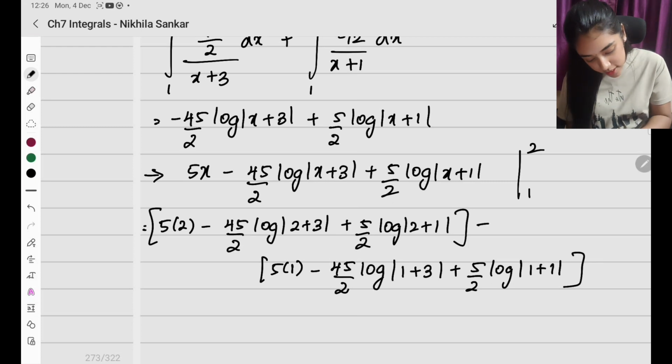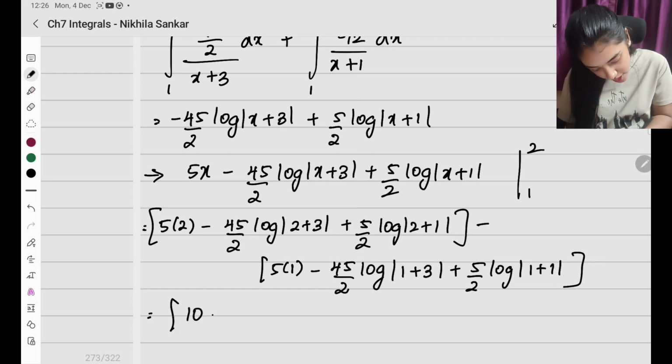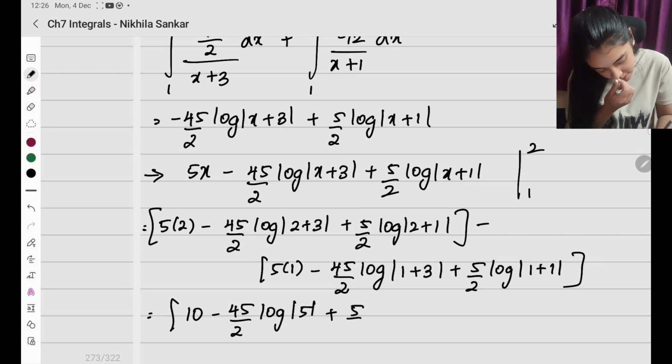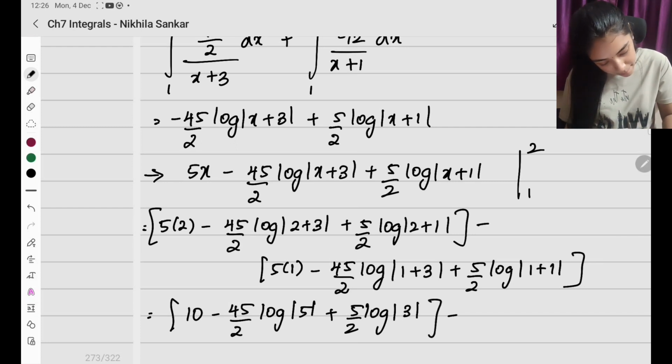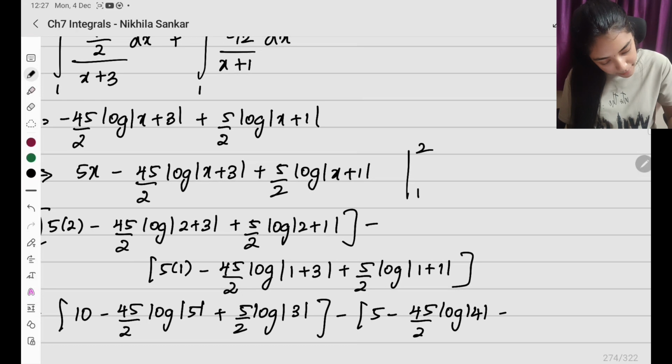So when I solve this, what is inside the first bracket? 5 2s are 10 minus 45 by 2 log mod 5 plus 5 by 2 log mod 3, minus the second bracket: 5 minus 45 by 2 log mod 4 plus 5 by 2 log mod 2.